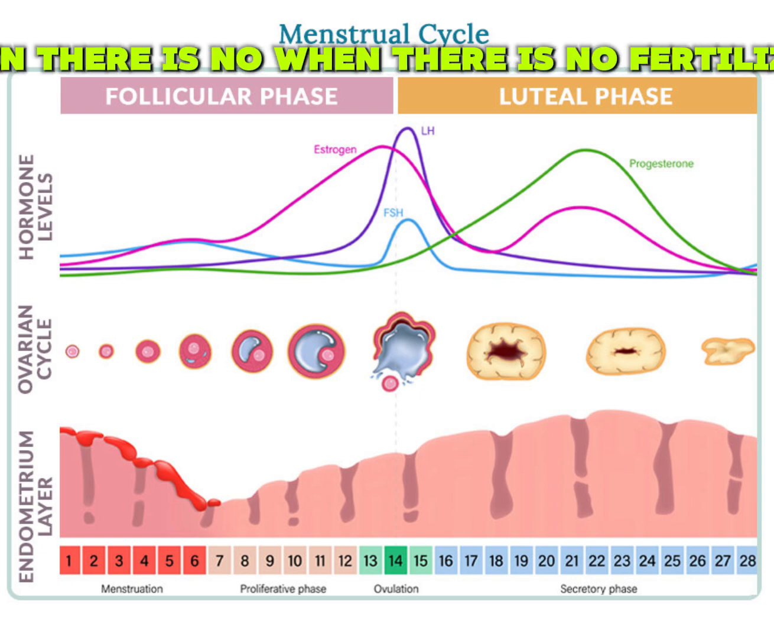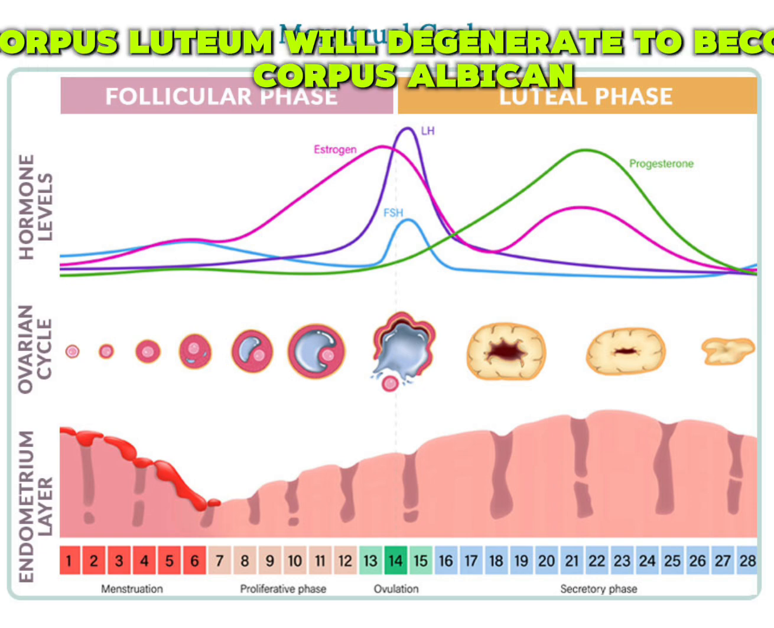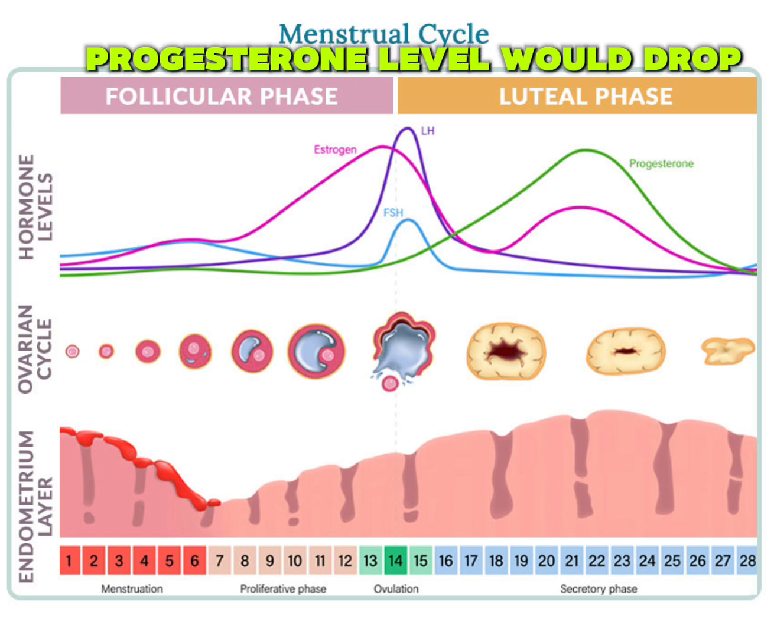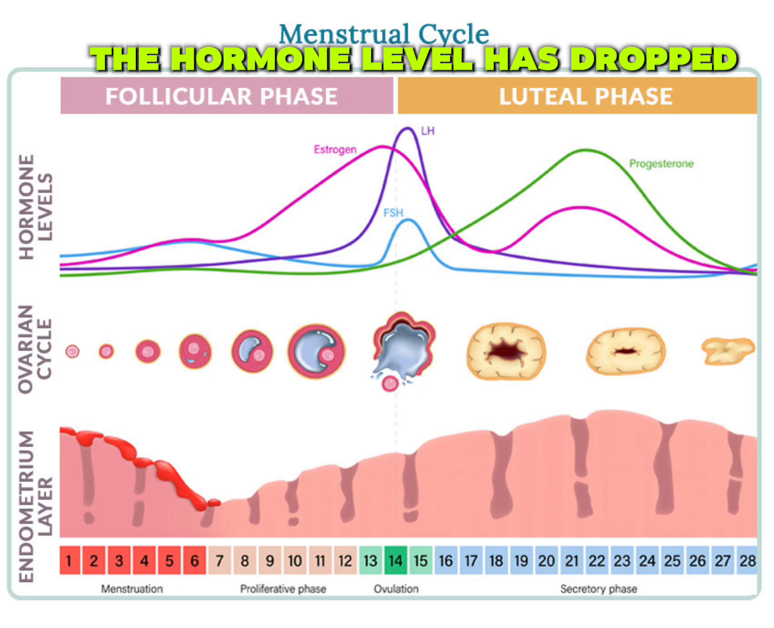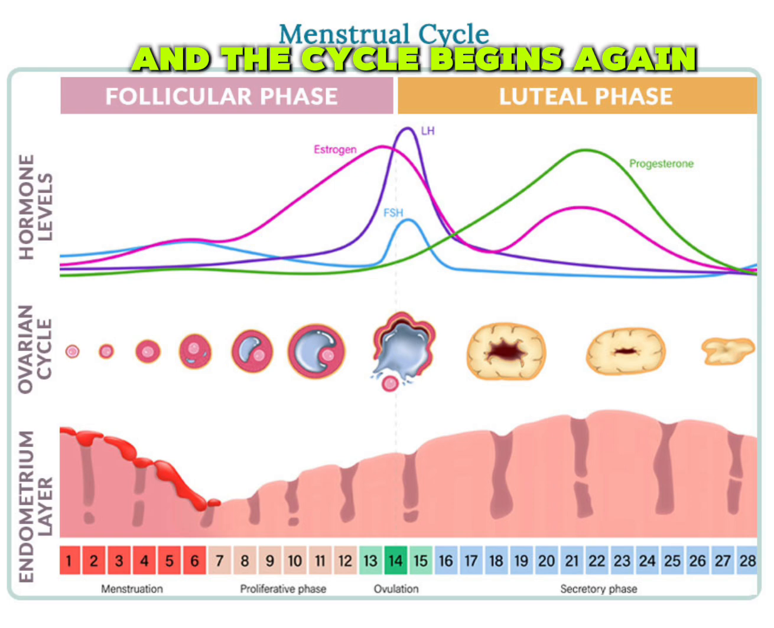When there is no fertilization, the corpus luteum will degenerate to become the corpus albicans. Yes, and when this happens, progesterone level will drop, estrogen level will drop, the hormone levels have dropped, and menstruation happens again, and the cycle begins again.